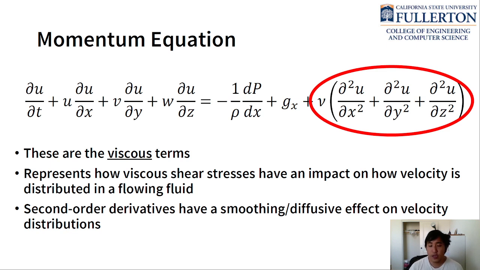One thing I want you to know here is that because we have second order derivatives, when you actually solve for the solutions, these have a smoothing or diffusive effect on the velocity distributions. Because viscosity is present, you don't see very sharp changes in velocity in your flow. That's the introduction to Navier-Stokes, and that concludes this video.